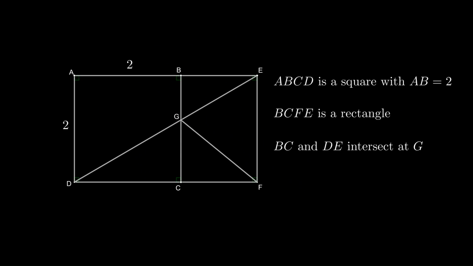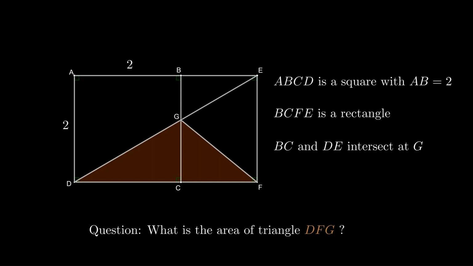The first example, ABCD is a square with side length 2. Extend AB and DC to points E and F to form a rectangle BCEF. BC and DE have an intersection G. Question: what is the area of triangle DFG?